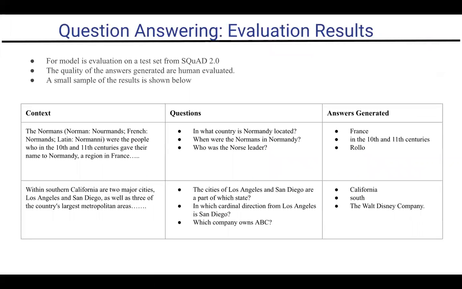We then used the pre-trained BERT model and fine-tuned it on our Stanford dataset so that it could be applied to the task of question answering. The quality of the answers that were generated was human evaluated, and a small sample of the results is shown below, where the context or the passage and the questions were fed as a single input, and the answers were generated as the final output from the BERT framework.